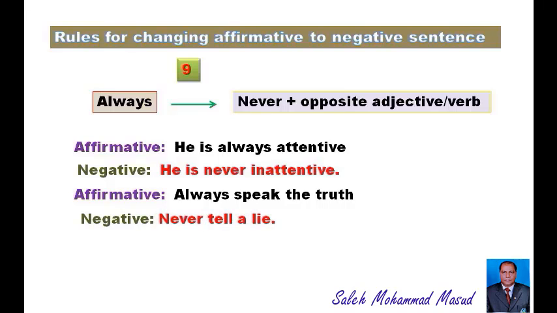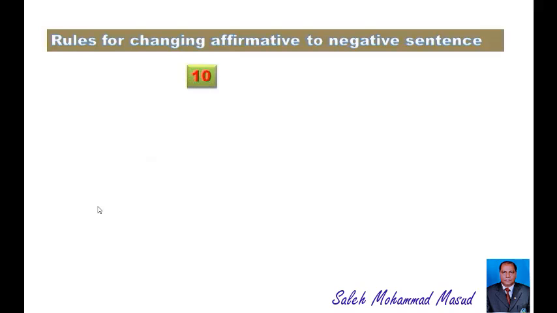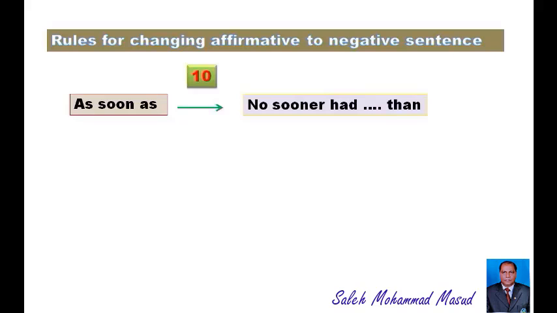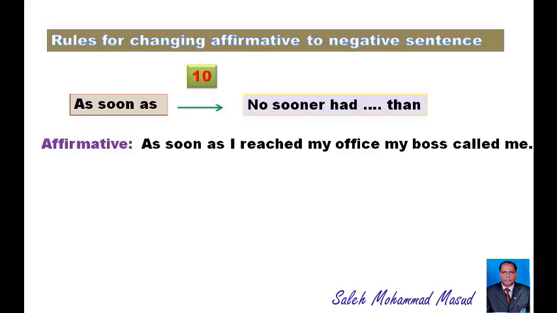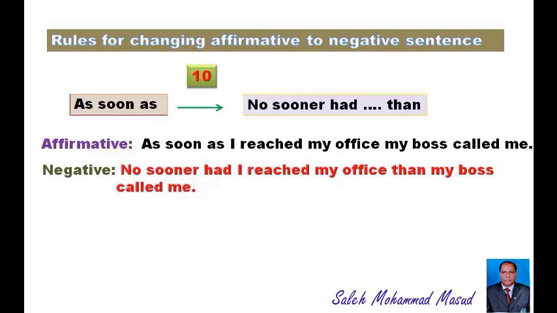Number 10. For as soon as, use the structure no sooner had plus than. Example here. As soon as I reached my office, my boss called me. Use the structure no sooner had. No sooner had I reached my office than my boss called me. And it is of course a negative sentence.